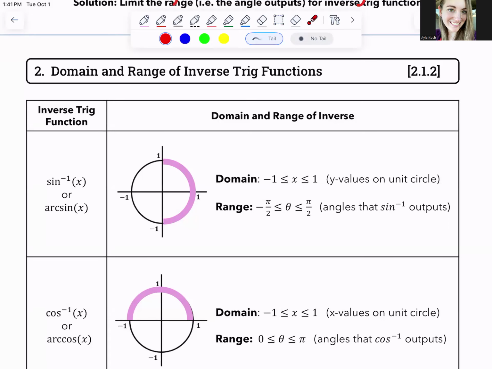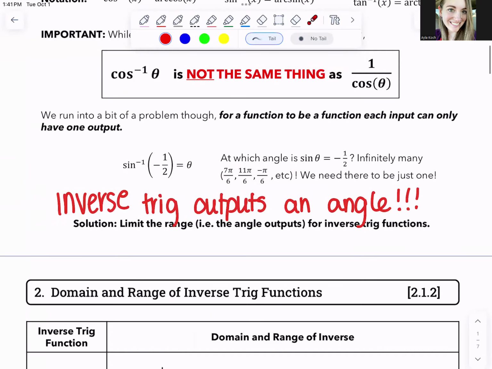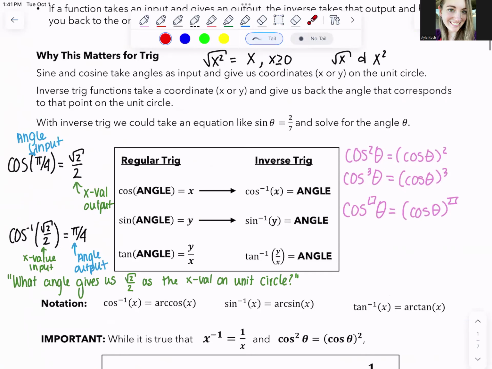Domain and range of inverse trig functions. All right, in the previous video, we talked about how these inverse trig functions have issues because at the unit circle, there are infinitely many angles that can output any particular x or y value.